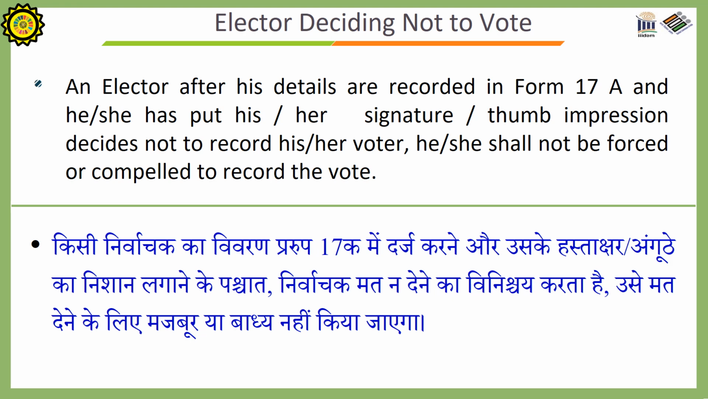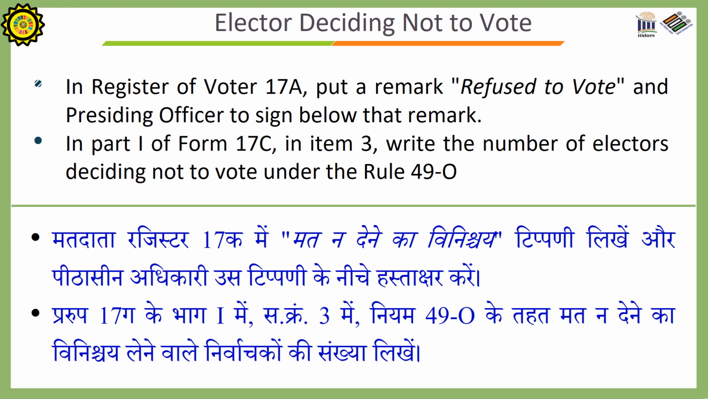Elector deciding not to vote. An elector, after his or her details are recorded in Form 17A and he or she has put their signature or thumb impression, decides not to record his or her vote, then he or she shall not be forced or compelled to record the vote.